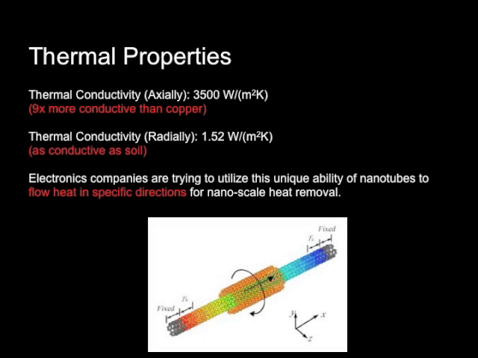So perhaps the most interesting aspect of carbon nanotubes are their thermal properties. Thermal conductivity in the axial direction of a carbon nanotube is 9 times greater than that of copper, and yet the thermal conductivity in the radial direction is about as conductive as soil. Electronics companies are now trying to utilize this unique ability of nanotubes to flow heat in specific directions for nanoscale heat removal.